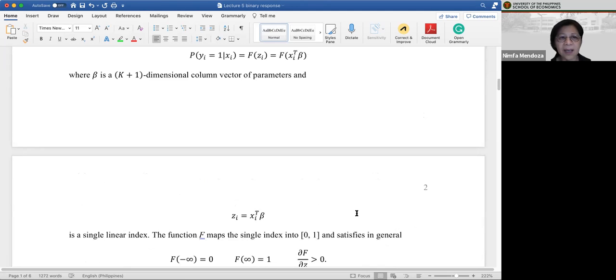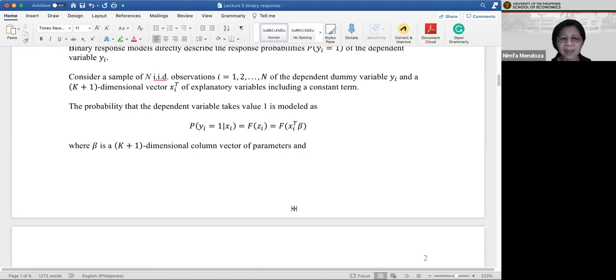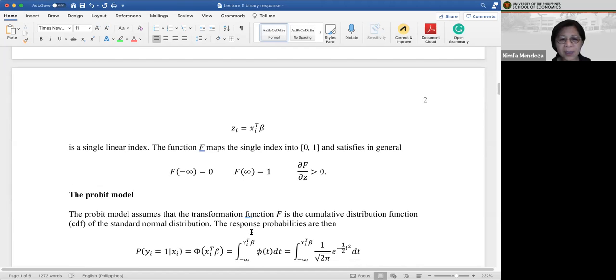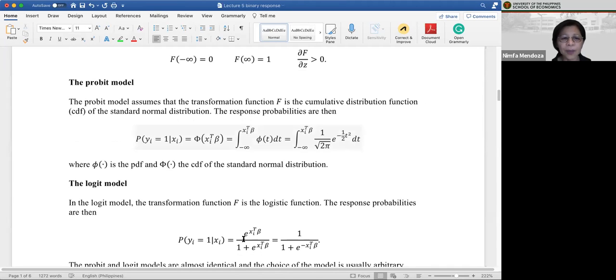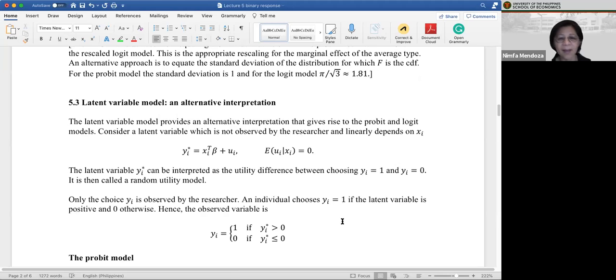Okay, so that's the basic binary response models. We define the response probabilities. They are probabilities, so you want the numbers we get to be between 0 and 1. Therefore, we use the CDF. For the probit, we use the standard normal distribution. For the logit, we use the logistic function. Now let's have an alternative interpretation of the probit and logit model in the context of latent variable models.